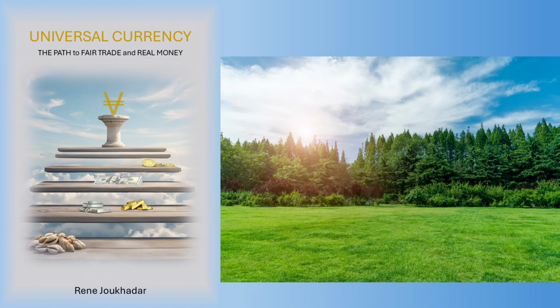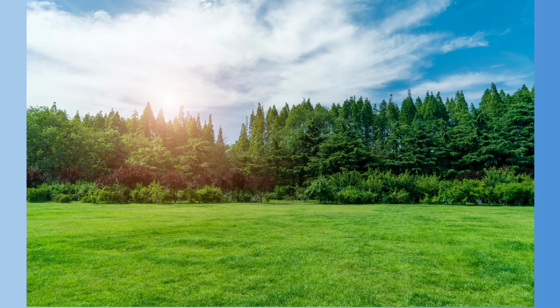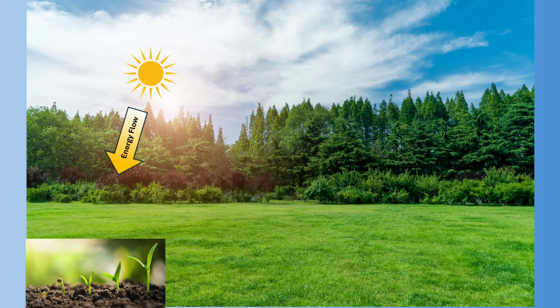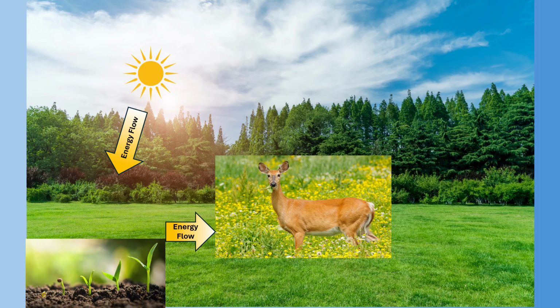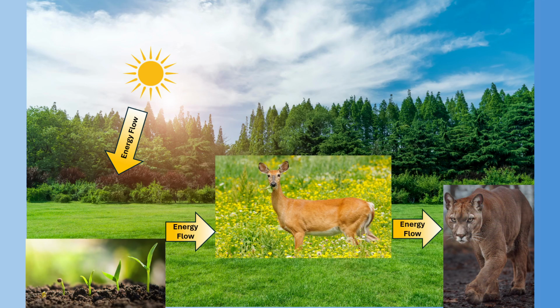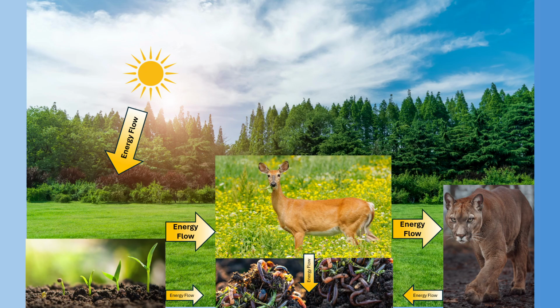This is how forests and meadows come into existence. Let's enlarge this picture a little bit. You can see here the sun, which is providing energy to the plants so they can grow and multiply. And this energy is transferred to the deer, which feeds on them. In turn, the energy is transferred to the mountain lions, which feed on the deer. And finally, the energy is transferred to the decomposers, which feed on all of them.